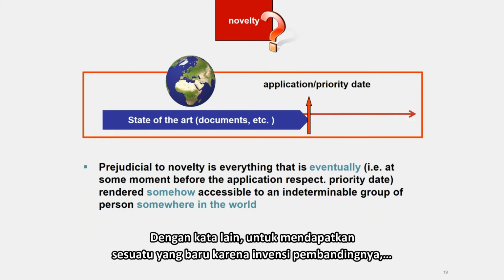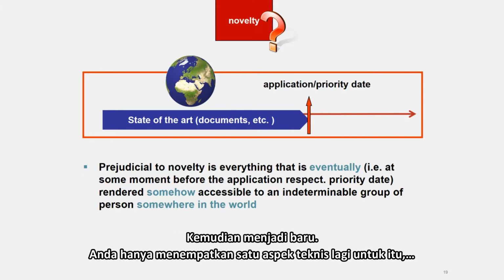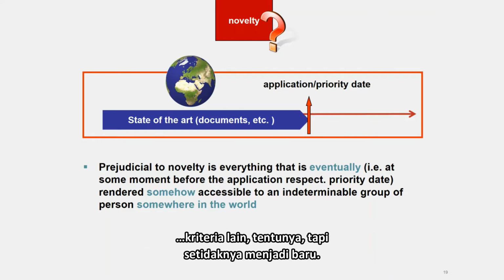In other words, in order to have something new due to the state of the art, you only need to add one more technical aspect. Then it becomes new. So you have the state of the art, you put just one more technical aspect to that, and it becomes new. Now, if it is patentable, it depends on other criteria, of course, but at least it becomes new.